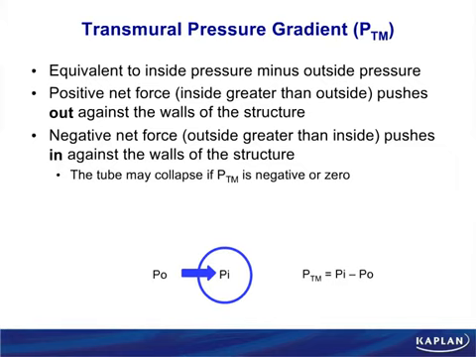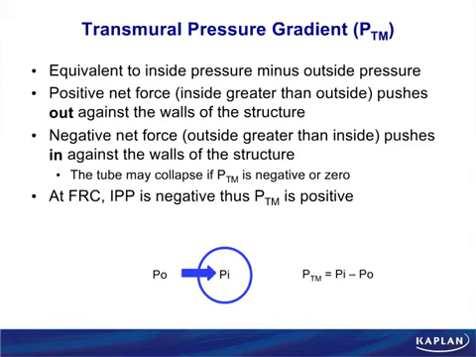So structures that don't have a lot of integrity, like veins, alveoli, small airways, if I get a negative transmural pressure gradient, then there's a great tendency for them to collapse. And all that means is outside pressure is greater than inside. And again, interpleural pressure is the outside pressure for everything inside the chest. At FRC, remember that interpleural pressure is negative. So, since I have a negative interpleural pressure, that means I'm going to have a positive transmural pressure gradient. So I have a force pushing out, and that keeps alveoli open.